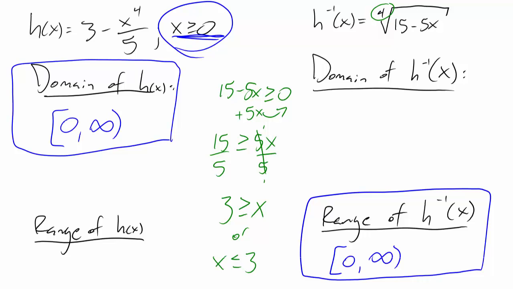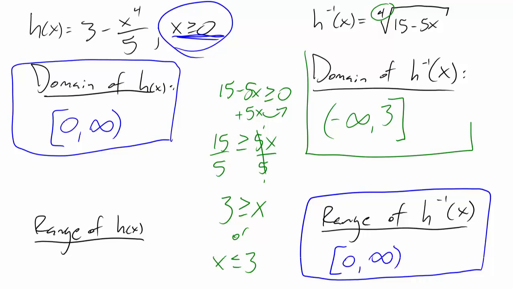So that's going to tell us our domain, which will be values of x smaller than 3 or equal to. So we'll take that as negative infinity to positive 3. The infinity will get a parentheses, and the 3 will get a bracket. So that tells us our domain of h inverse of x, and the domain of h inverse is the range of h, so that's also negative infinity to positive 3. And that takes care of our problem.